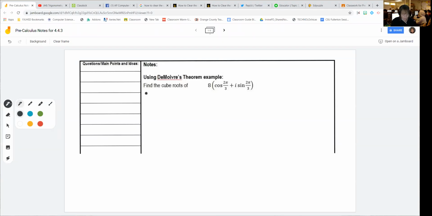Hi, I'm going to talk about DeMoivre's theorem and finding roots of complex numbers in trig form. Okay, the first problem. I'm going to relate this to DeMoivre's theorem, which we've already talked about.